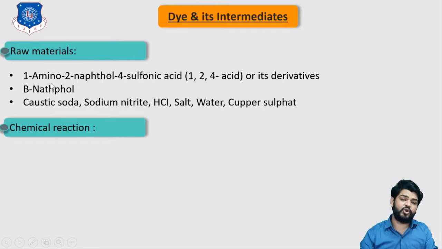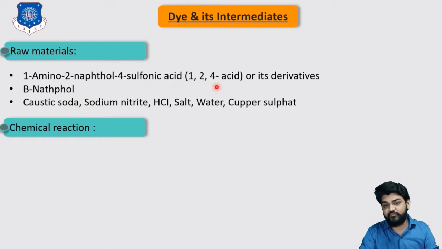So the basic raw material is 1-amino-2-naphthol-4-sulfonic acid. This particular acid is also known as 1,2,4 acid, right? It is the main raw material onto which we are going to implement different functional groups and ultimately produce Mordant Black 70. So you have to remember this: 1-amino-2-naphthol-4-sulfonic acid, which is commonly known as 1,2,4 acid. Or we can also use its derivative as well.